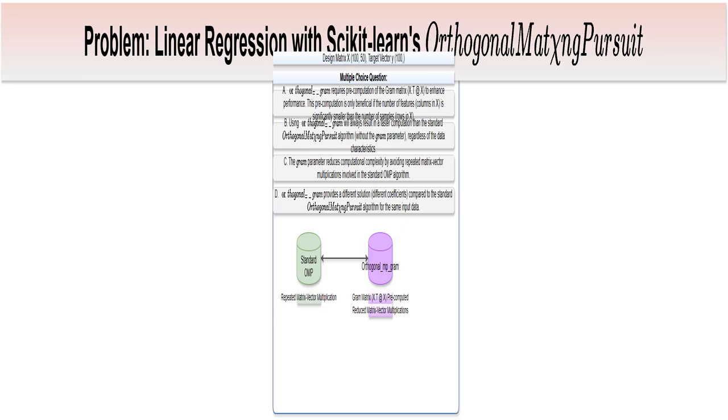I'm tackling a linear regression problem using scikit-learn's OMP algorithm, specifically orthogonal_mp_gram. I have a design matrix X, 100 rows, 50 columns, and a target vector Y, 100 values. I'm using the GRAM parameter to potentially speed things up. The question is about how using the GRAM matrix affects the computation in the result.